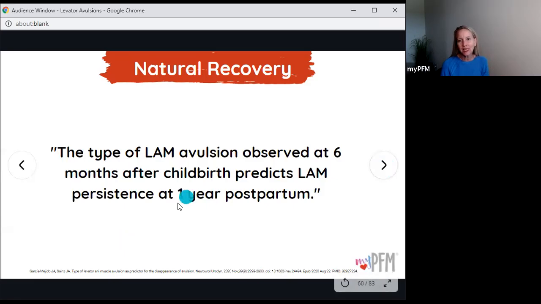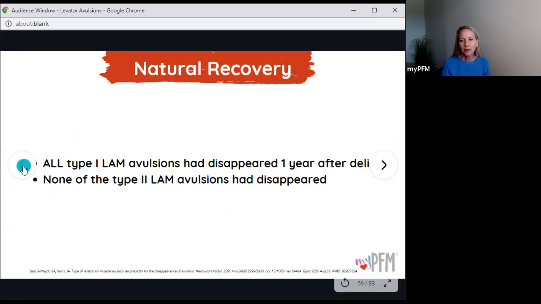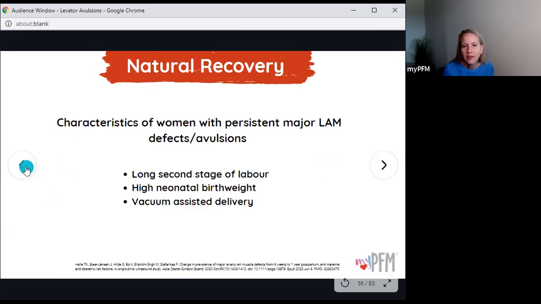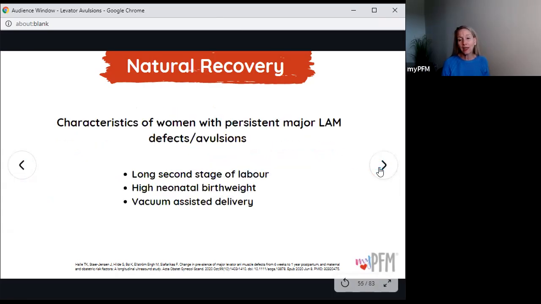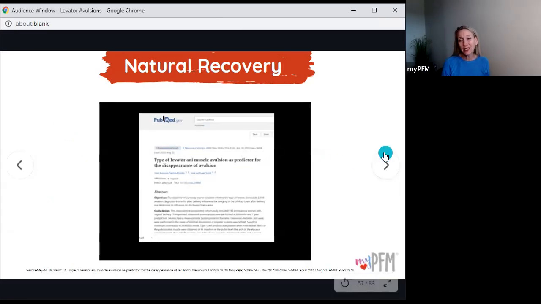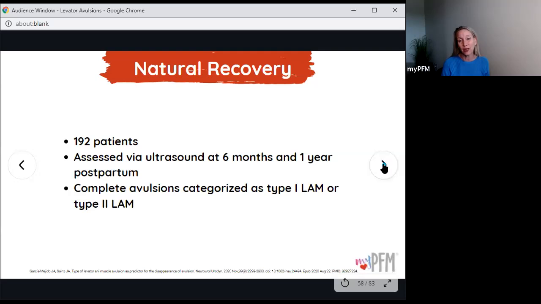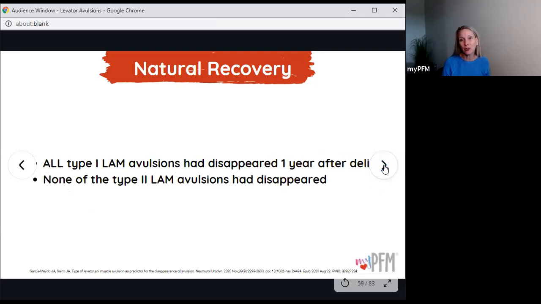Again, I think this was exciting here: a 50% reduction of sonographically diagnosed major defects from 6 weeks to 1 year postpartum. So they were reduced. So again, there's differing literature out there. There's differing research, and we need more. And there aren't conclusive answers that you can apply to everyone.